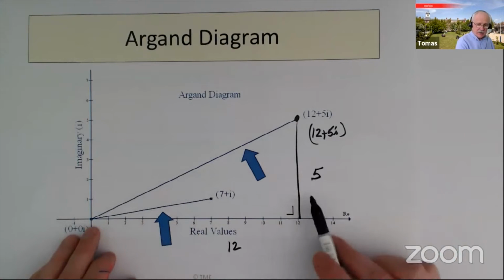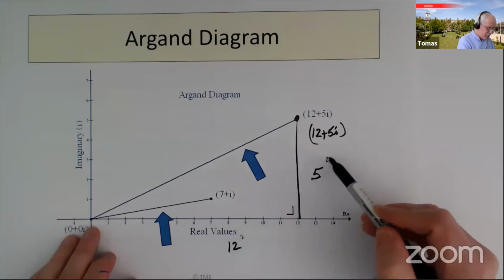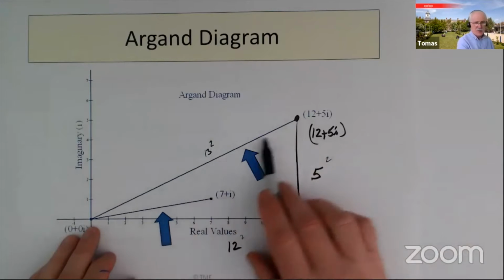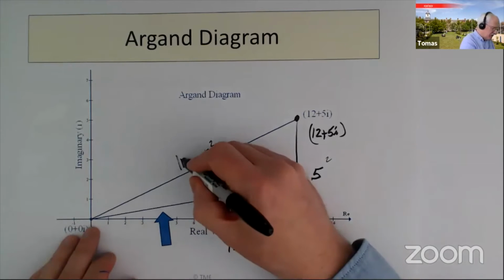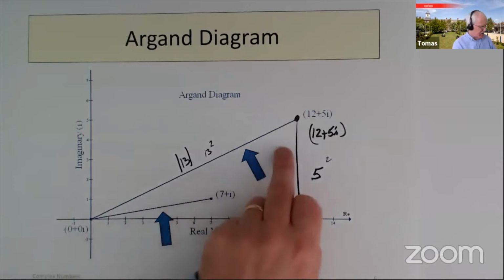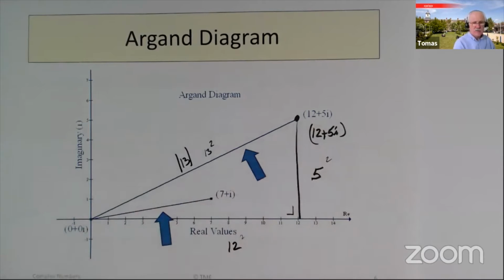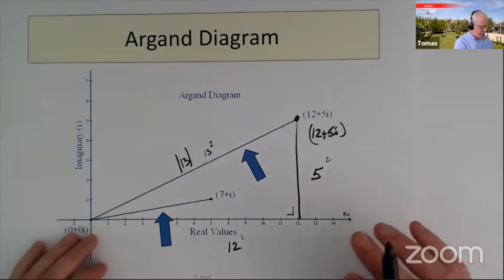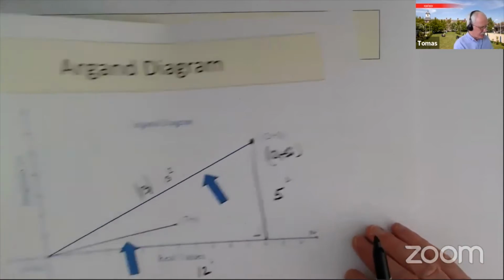Because it's a right angle triangle, Pythagoras' theorem applies. So 12 squared plus 5 squared will be this squared, 13 squared, and that length will actually be 13. So the modulus, or the length, or the distance from here to here would be 13. And that's seen as the length of the complex number. But we'll deal with that in a moment.